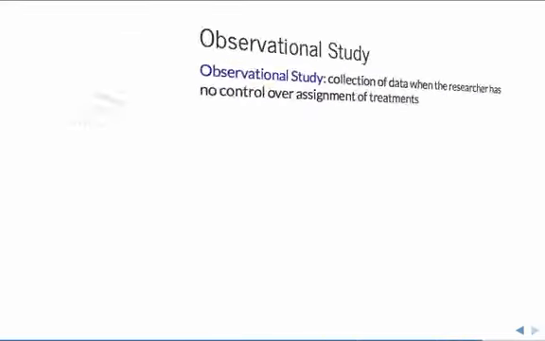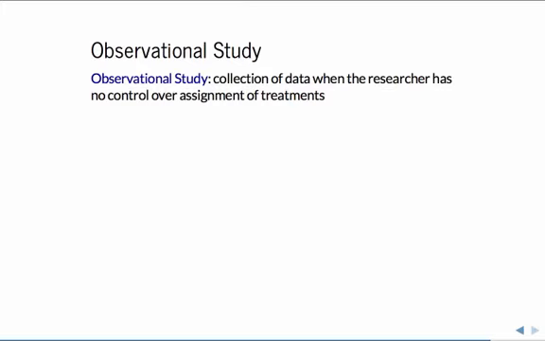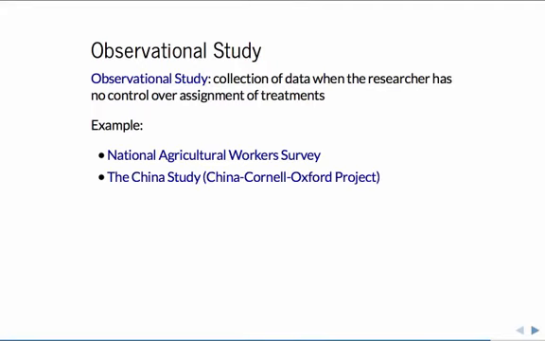So then what is an observational study? Well, an observational study is basically the opposite. It's a situation where the researcher has no control over the assignment of treatments to experimental units. This is common in big surveys. Here are a couple of examples: the National Agricultural Workers Survey, or for those who might know it, something called the China Study. The official name is the China Cornell Oxford Project. This is looking at diet in Chinese culture.